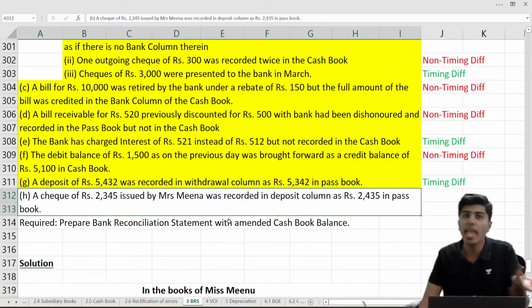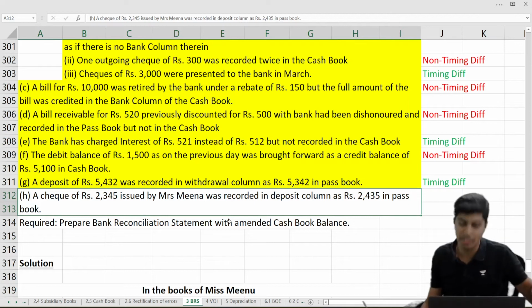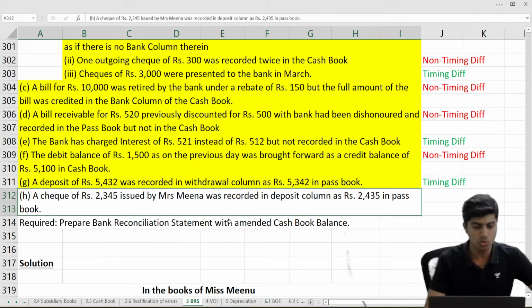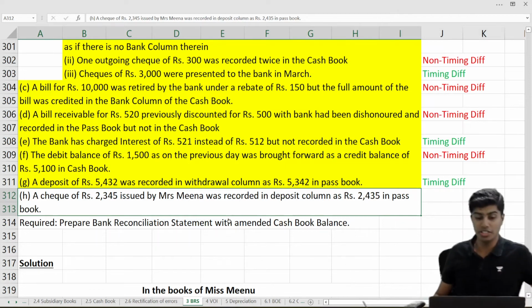ये हम नहीं है. ये check हम आपके है कौन? It is not our check. Somebody else's check. In deposit column of rupees 2435 in passbook. So we don't care about 2345. It is not our check, but it has been wrongly recorded in the passbook on the credit side. It is wrong credit given in passbook. We didn't deposit this check.